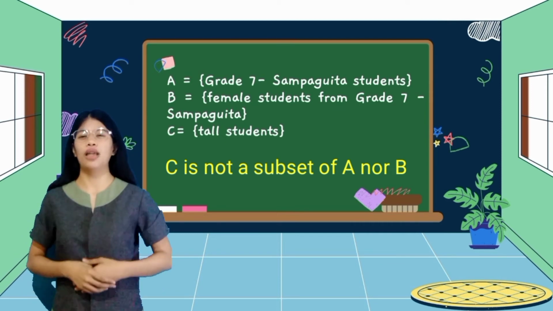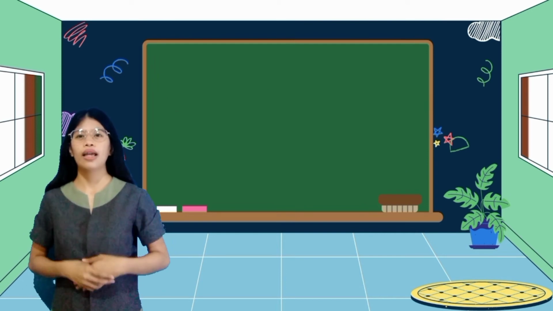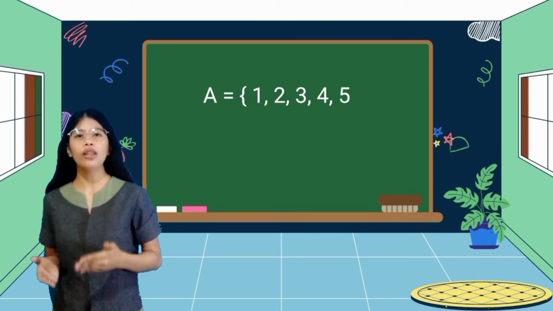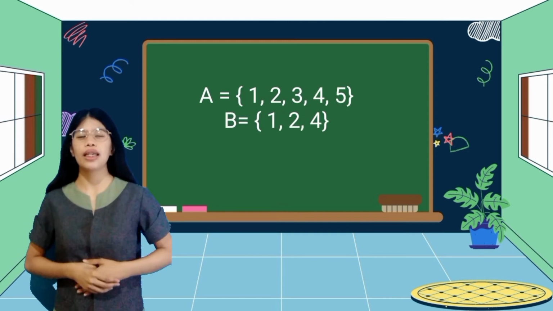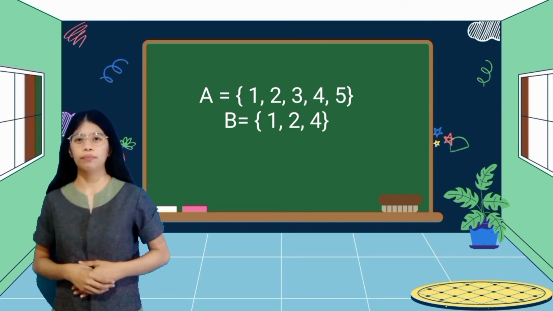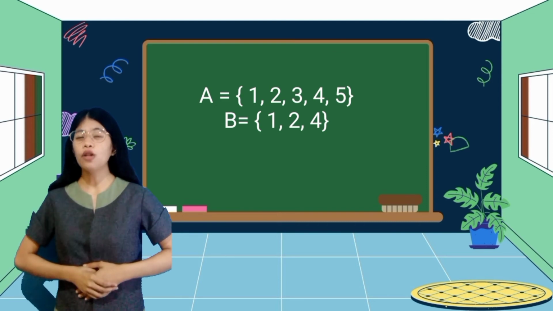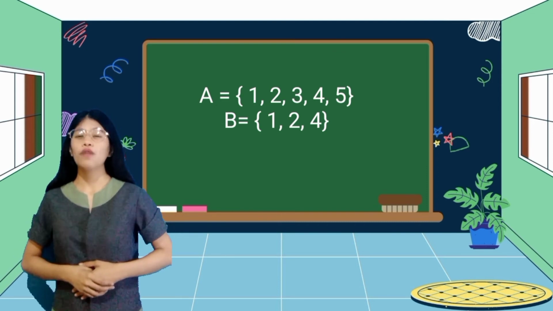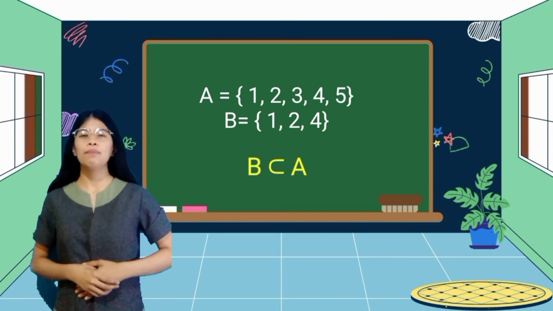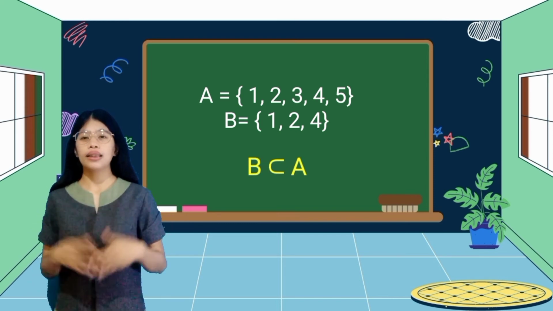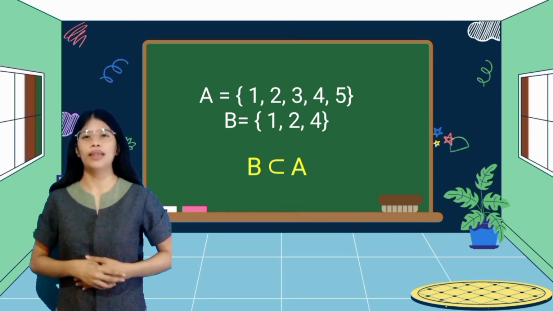So let's have another example. Tell whether the following set is a subset of A or not. Set A containing elements 1, 2, 3, 4, and 5, and set B containing elements 1, 2, 4. Students, is set B a subset of A or not? If your answer is set B is a subset of set A, you're correct. B is a subset of set A since every element of set B is also an element of set A.